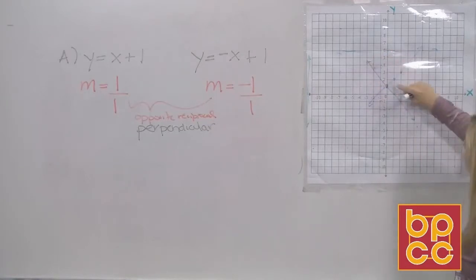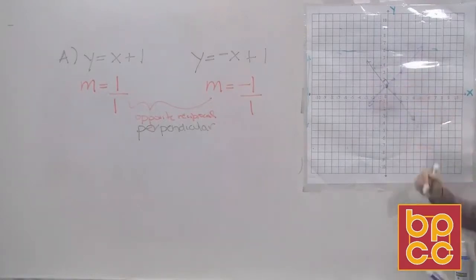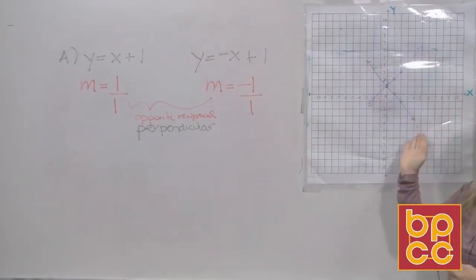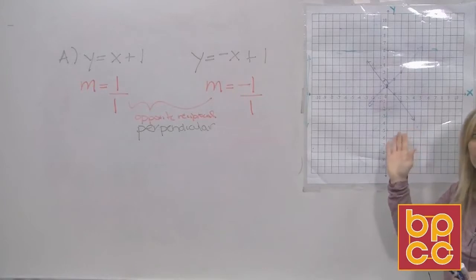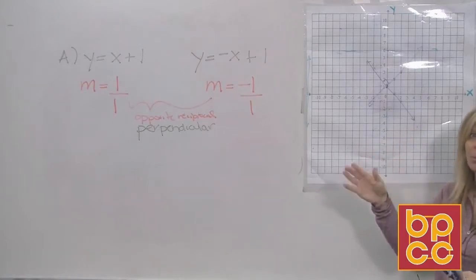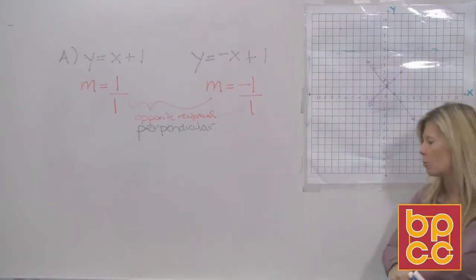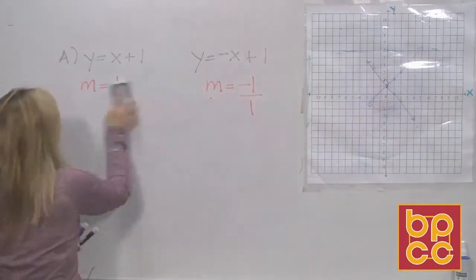If you look very closely, these lines intersect, and right there is a 90-degree angle. I don't have a problem with you drawing the picture, but you don't need to. If you want to know if the lines are parallel or perpendicular, all you've got to do is look at their slopes. Let's look at the next example.